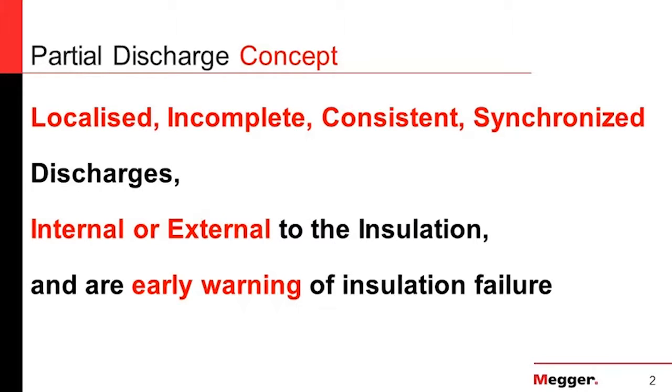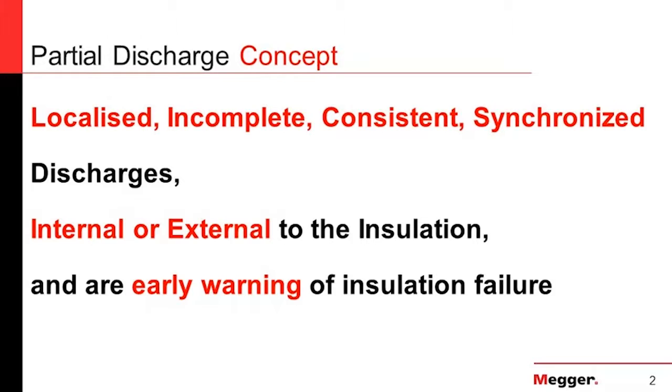By definition, first we have to see what the exact definition of partial discharge is, because without knowing the exact definition, we wouldn't be able to know exactly what we're doing. So partial discharge by definition is localized, incomplete, consistent, and synchronized discharges, internal or external to the insulation, and are an early warning of insulation failures.